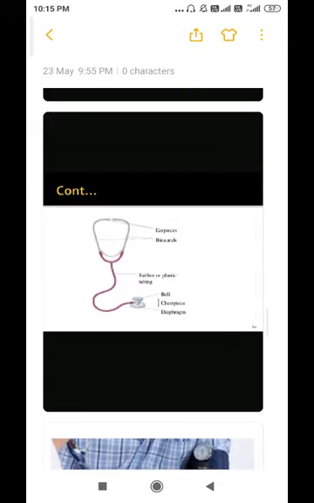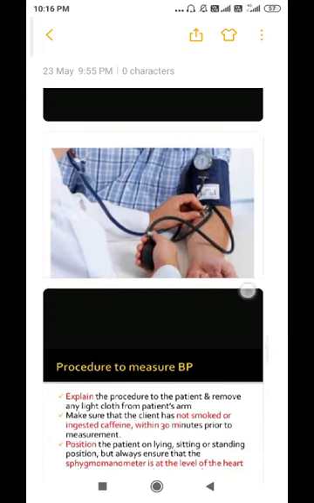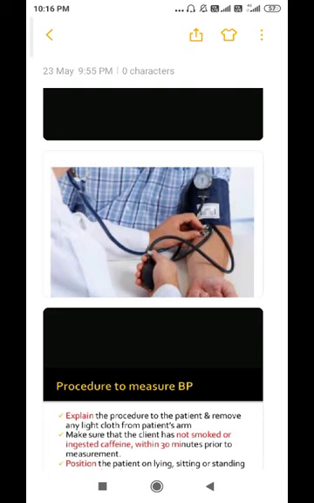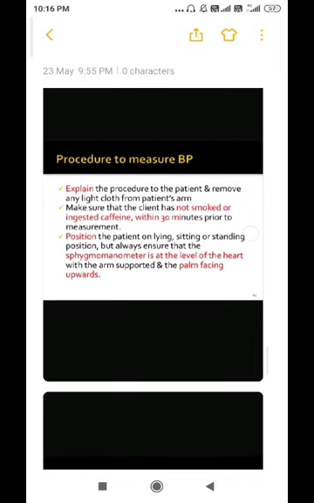Here, the stethoscope has the bell, chest piece, diaphragm, rubber or plastic tubing, binaurals and ear pieces. All of this together is a stethoscope. And this is the sphygmomanometer. Here see how to check the blood pressure. See the picture.